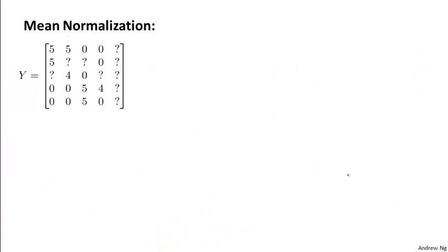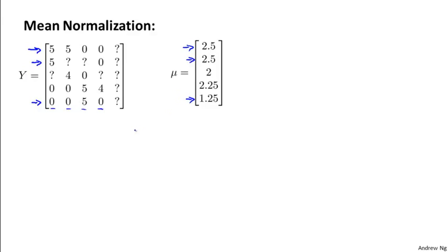Now, to perform mean normalization, what I'm going to do is compute the average rating that each movie obtained, and I'm going to store that in a vector that we call mu. So the first movie got 2 5-star and 2 0-star ratings, so the average of that is a 2.5 star rating. The second movie had an average of 2.5 stars, and so on. Then the final movie had 0, 0, 5, 0, and that averages out to an average of 1.25 rating. And then what I'm going to do is look at all the movie ratings, and I'm going to subtract off the mean rating.